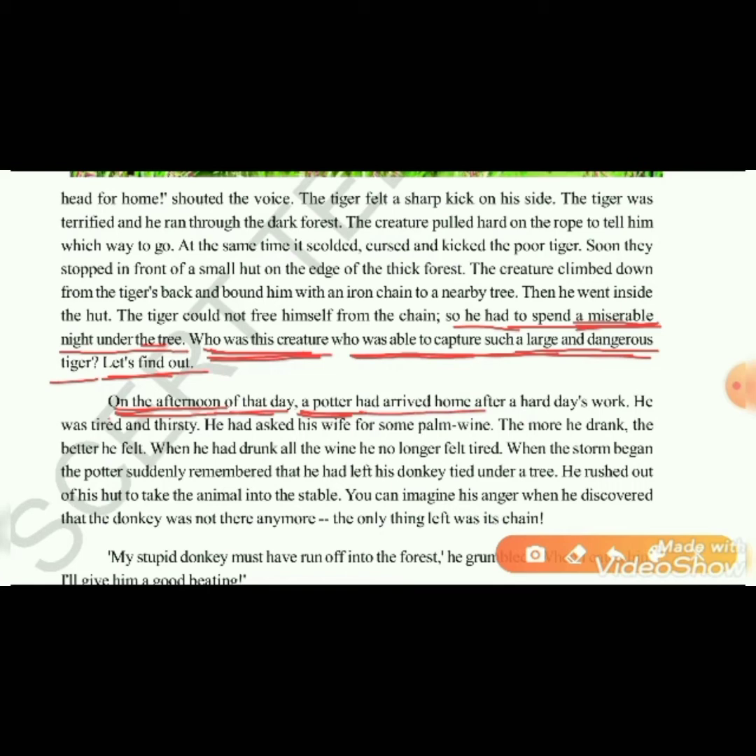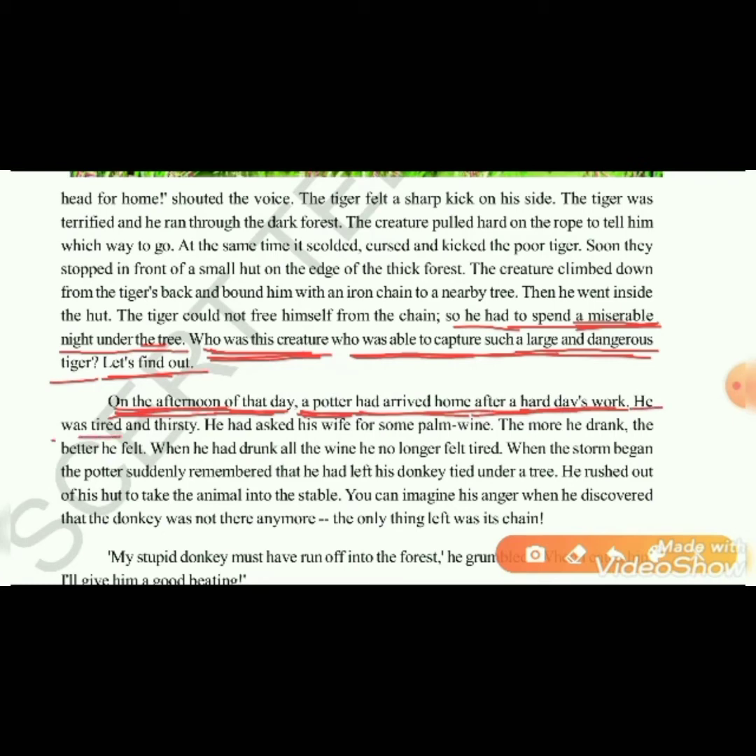On the next day afternoon, a porter had arrived home after a hard day's work. So after he left the hut, he went to his field, and in the afternoon he came back home after a hard day's work. What kind of work did he have? Hard day's work. He was tired and thirsty. Who was tired and thirsty? The porter. The porter was tired and thirsty. When was the porter tired and thirsty? When he came back from his field.